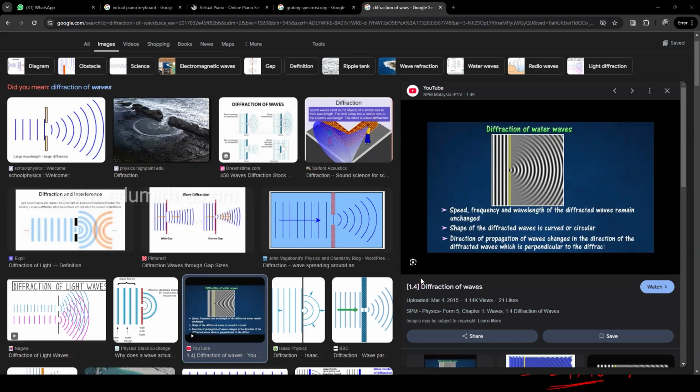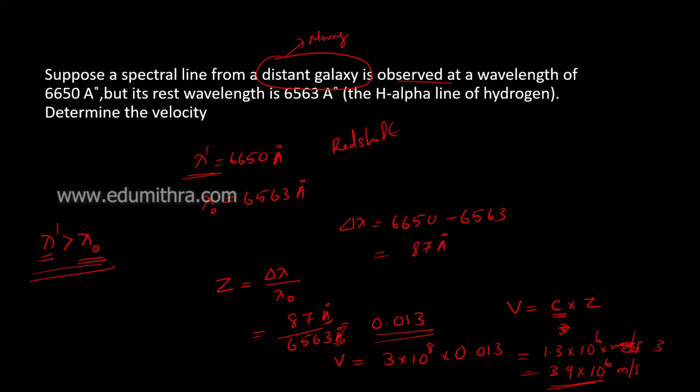Sir, I had a question: what is the value of c in the equation? 3 times 10 to the power 8 meters per second. That is the velocity of light, the speed of light. Sir, what do we call that z? This z? Yes, sir. That is properly the redshift. Okay, sir.